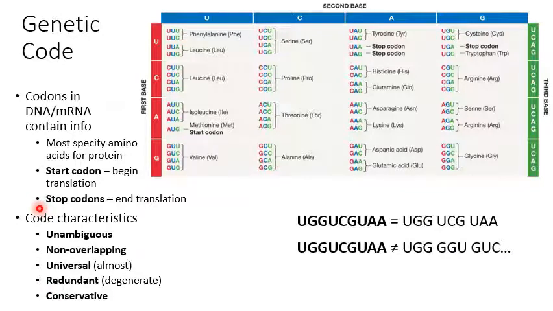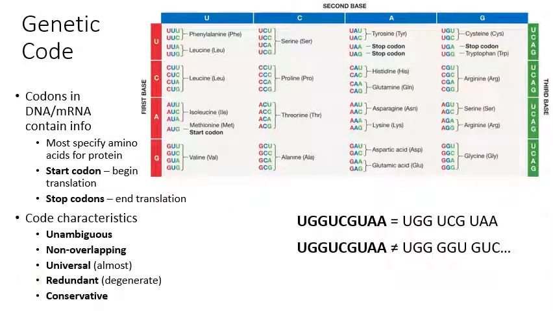And finally, the genetic code is conservative, which means that for all of these codons that code for the same amino acid, they always start with the same two bases, and it's the 3rd base that differs. So it's conserving the first 2 bases and only changing the 3rd base. And you can notice that pattern over and over again in this table, where all the codons that code for 1 amino acid share the same 2 bases and then differ in the 3rd base only.